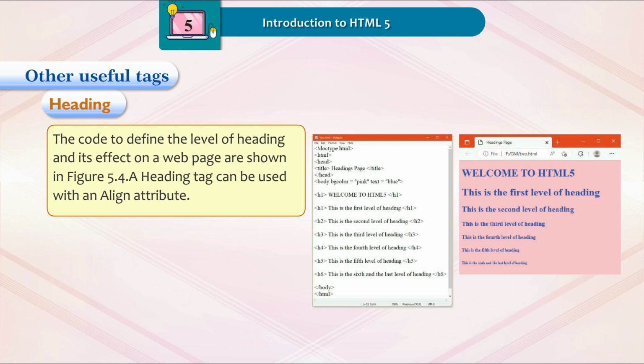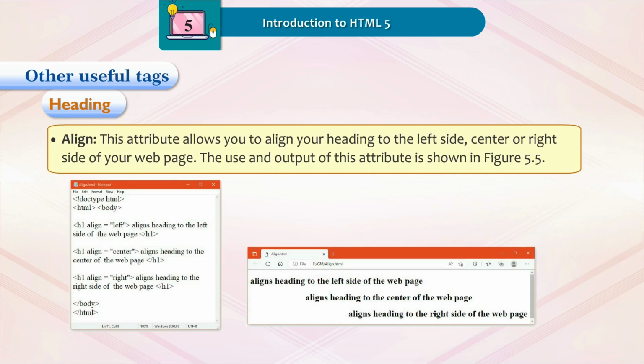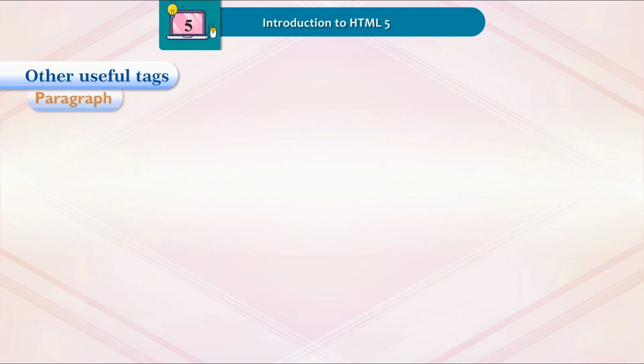The code to define the level of heading and its effect on a web page are shown in figure 5.4. A heading tag can be used with an align attribute. Align. This attribute allows you to align your heading to the left side, center, or right side of your web page. The use and output of this attribute is shown in figure 5.5.